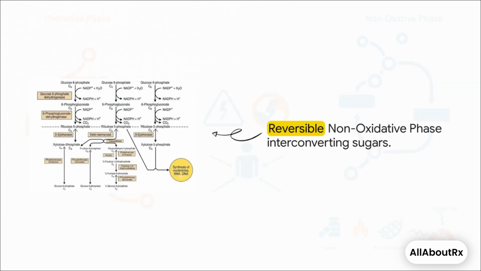All right, let's look at how this feeds into the next part of the story. This is phase 2, the broader reversible non-oxidative phase. Where phase 1 was all about pumping out NADPH, phase 2 is super active in cells that are busy synthesizing nucleotides and nucleic acids.